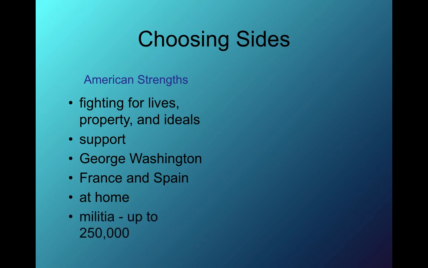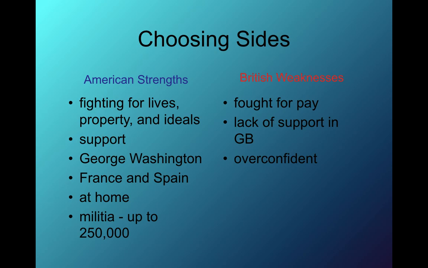And then up to 250,000 militia. Remember, militia aren't real soldiers. They're kind of like partially trained soldiers. Maybe we take math class off once a week and go out onto the football field and drill. We would be militia, not necessarily able to stand up one against one versus British soldiers, but certainly a large number. The British weaknesses: they're fighting for pay. If they die, they don't get paid. They lack support in Great Britain, so a lot of British people didn't like the idea, and they're overconfident. We might call that arrogant or cocky today. They just believe they're better, which sometimes pays off and sometimes goes against you.